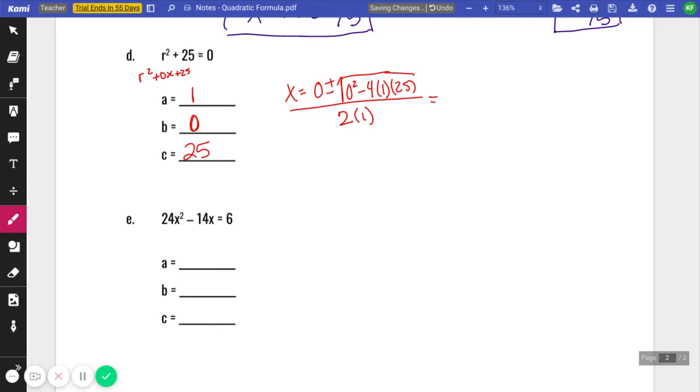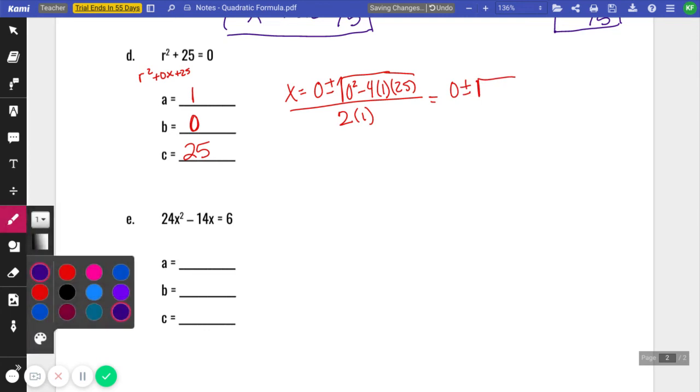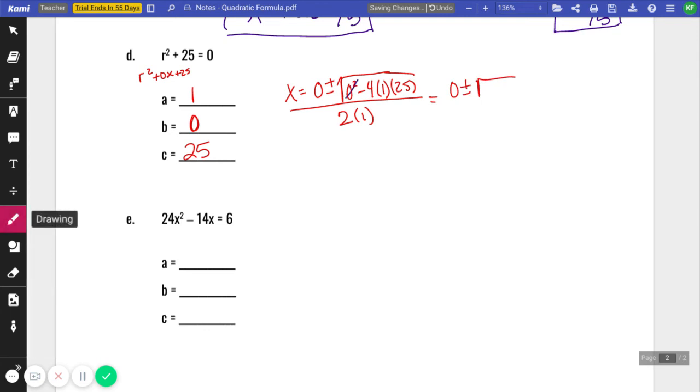Okay, so now we go through our simplifying steps. So we've got 0 plus or minus the square root. And I'm going to simplify my discriminant now. So 0 squared, that's 0. And it's minus 4 times 1 times 25.